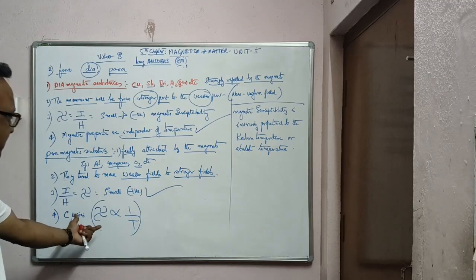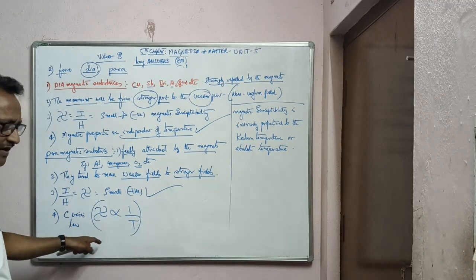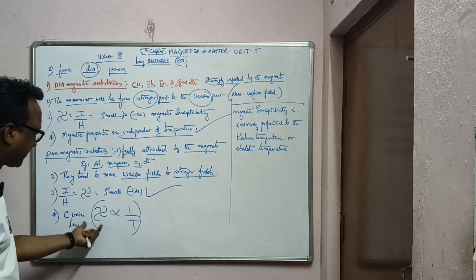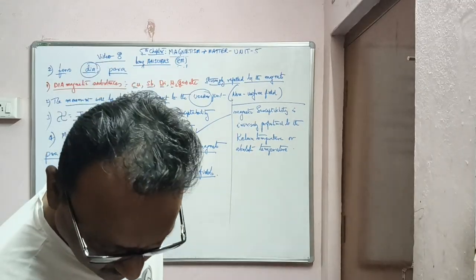So it depends upon temperature. If you raise the temperature, this value decreases. If you decrease the temperature, it raises, inversely proportional, for para. Note it down. Let us go to the last one, ferro.